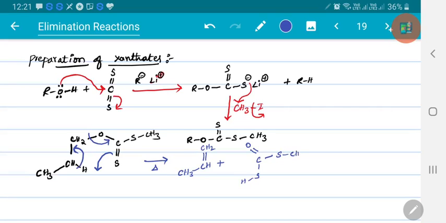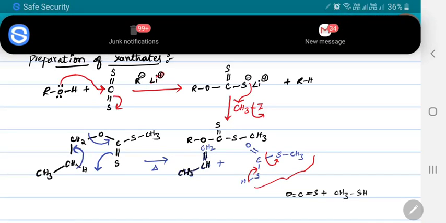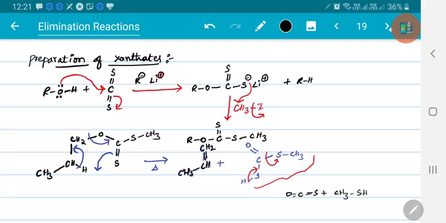S CH3. Now this will again rearrange. So this bond got shifted here and this bond got shifted here. So this leads to product formation. The obtained product will be COS plus CH3SH. That's how alkenes are obtained. So this is the alkene obtained, CH3CH double bond CH2. This is what is obtained through the Ei mechanism, intramolecular elimination, just by heating. That's why it is called a thermal elimination reaction, right?